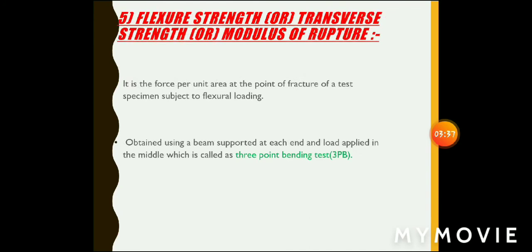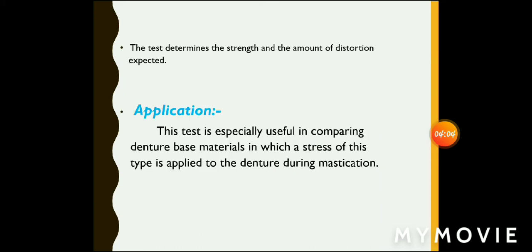Now coming to flexural strength, or transverse strength, or modulus of rupture. The name itself tells you what is in there. Rupture means the point of break. It is the force per unit area at the point of fracture of a test specimen subjected to flexural loading, obtained using a beam supported at each end with load applied in the middle, which is called the 3-point bending test.